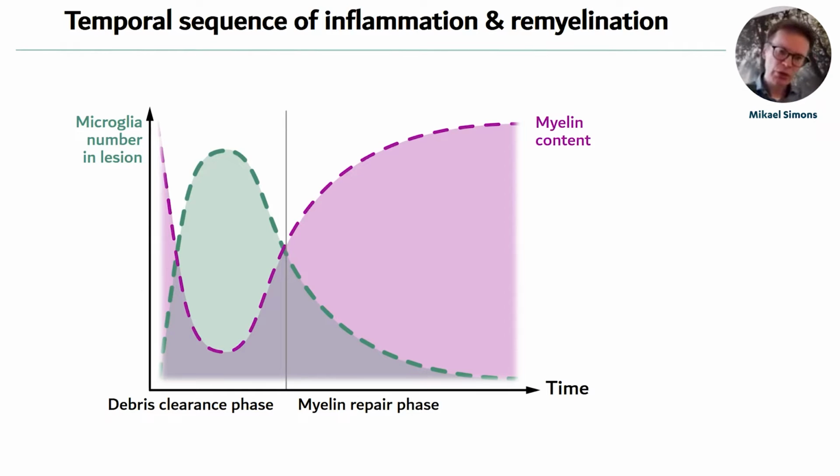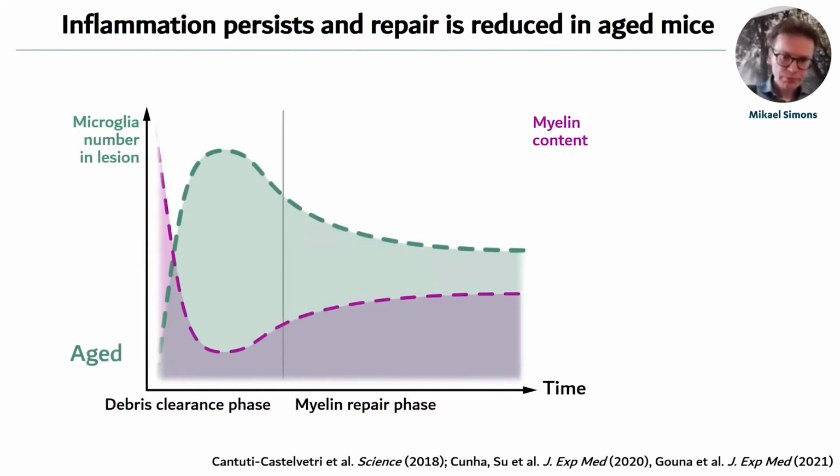Now, when you look at this in aged mice, the first phase, the debris clearance phase, looks quite normal. However, what was known before is that remyelination is impaired. And what we found is that the microglia remain in the lesion. There's persistent inflammation, a failure to resolve the inflammation in aged lesions. So what is the basis of this problem?